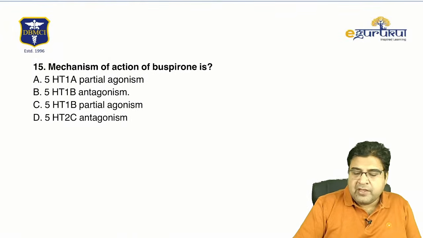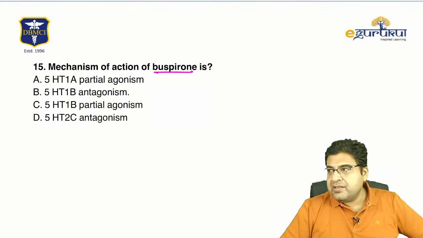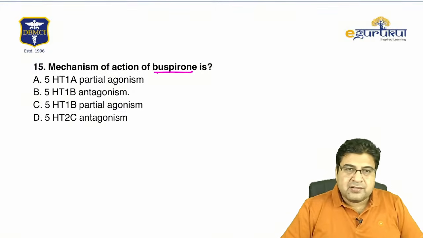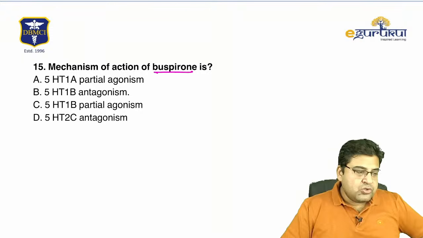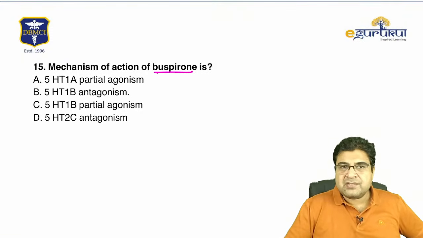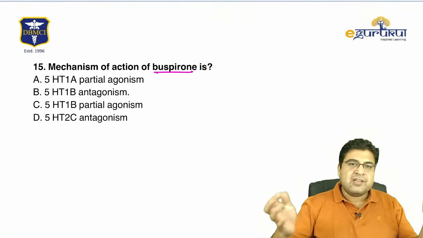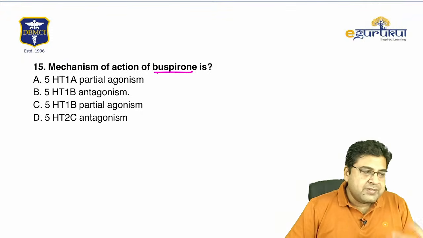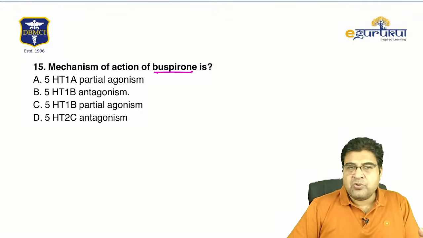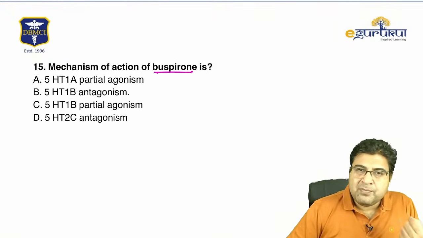Question number 15. So guys, we have an anti-anxiety drug. So you can see in psychiatry, this is the third question which we are attempting. Overall, CNS is less commonly asked, although CNS is a very vast topic. But in the NEET exam, the probability of asking a CNS question is low. Or if they are asking, they are asking a simple basic question.